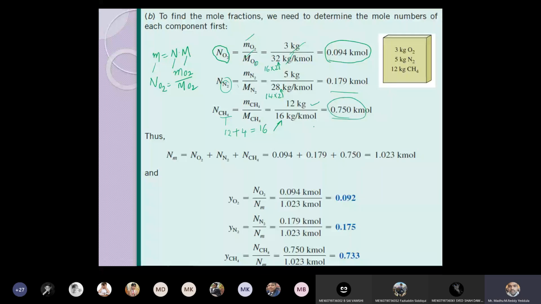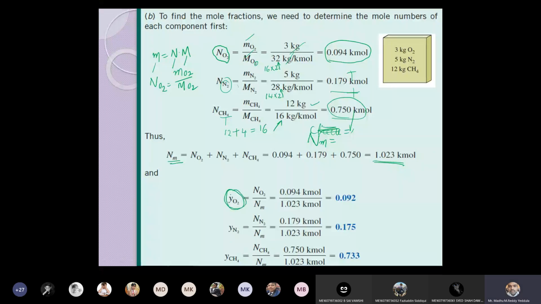As we know, for checking, the sum of mass fractions is 1. Now you got the moles of the mixture. How to get the number of moles of the mixture? By adding all these three, you will get the mole number of the mixture, Nm. We got 1.023. You know the mole number of individual components and the mole number of the mixture, then we can calculate the mole fraction.